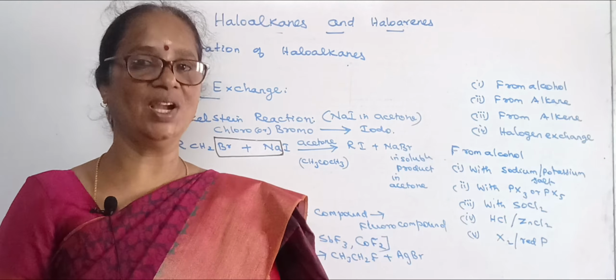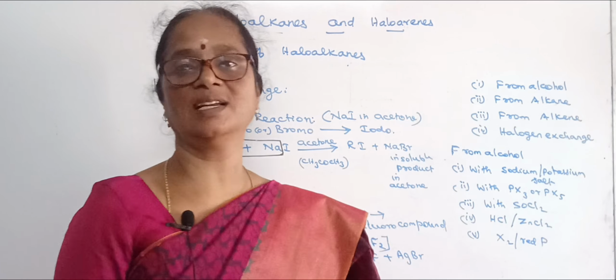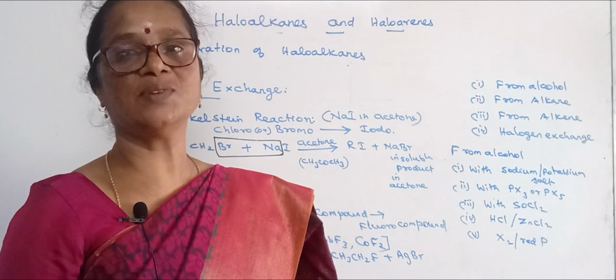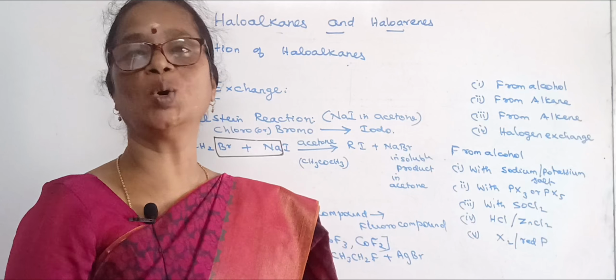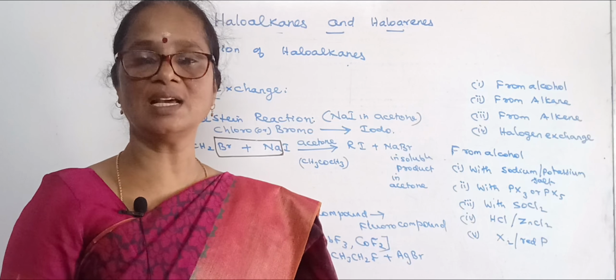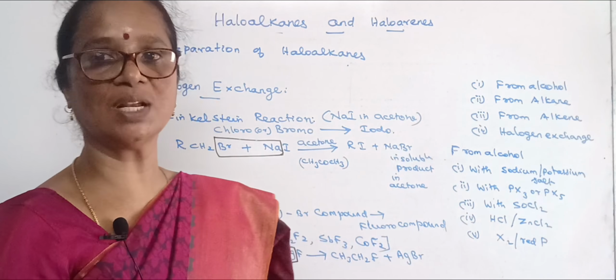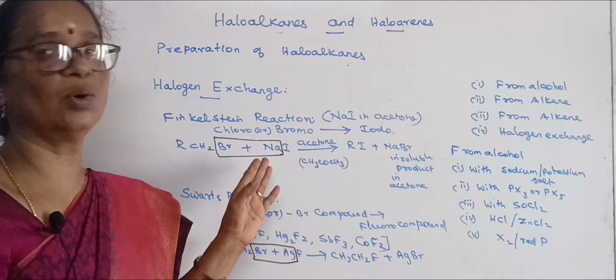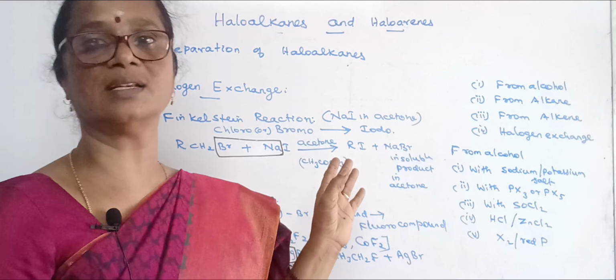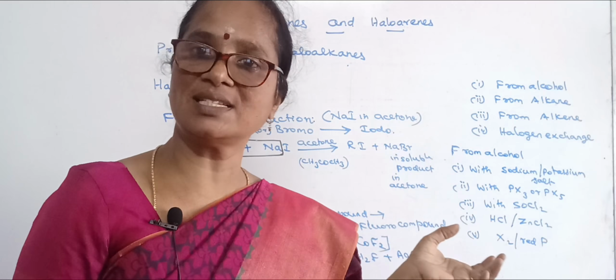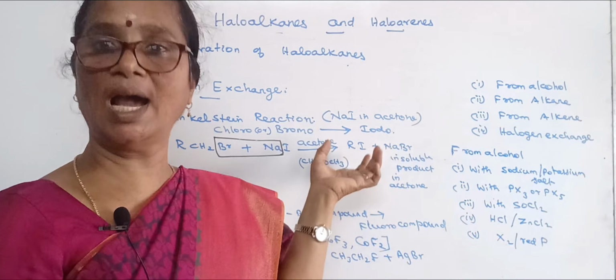Okay students, we have completed today's session. In this session, we have seen the classification of halo compounds, their nomenclature and the structure of the carbon halogen bond, and also we studied the preparation of haloalkanes. So let us see in our next class the properties of haloalkanes.